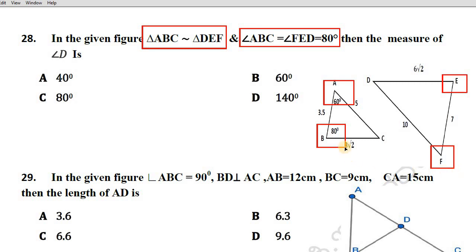I repeat again, children. B and E are corresponding angles. They have only given that, so I have found by my observation that C and F are corresponding angles. Means F is also 60 degree. So E will be how many degrees? 80 degree. F is equal to how many degrees? 60 degree. Now use the angle sum property of a triangle. Add 80 plus 60, you will get 140. Subtract 140 from 180 degree. It gives 40 degree. So angle D is 40 degree. So for this question option A is correct.